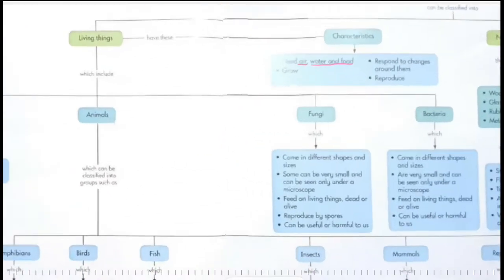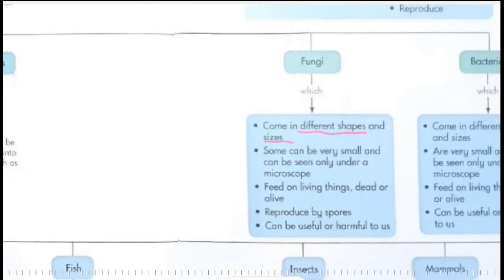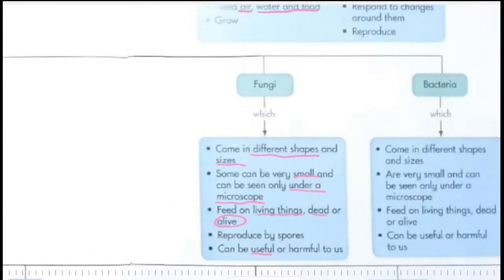And let's talk about fungi. Fungi come in different shapes and sizes. Some can be very small and seen only under a microscope. They feed on living things, dead or alive. They reproduce by spores, and can be useful or harmful to us.